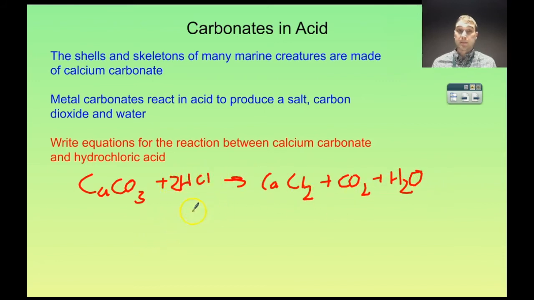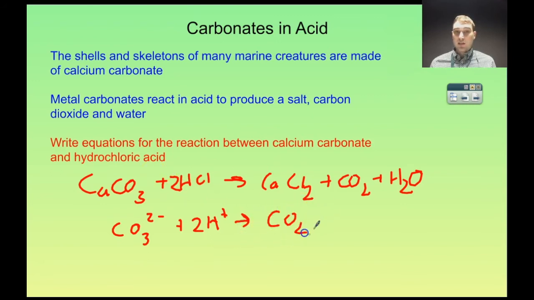So now we're balanced. Now we could write an ionic equation showing what's going on just using the hydrogen ions from the hydrochloric acid and just using the carbonate ions from the calcium carbonate. So the carbonate ions, CO3 2-, we're reacting that with 2 hydrogen ions that we're getting from the hydrochloric acid. And again, that just goes to carbon dioxide plus water. And that should be balanced. We've got 3 oxygens, 1 carbon, 2 hydrogens.